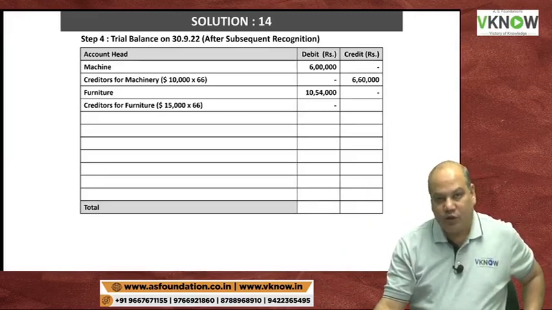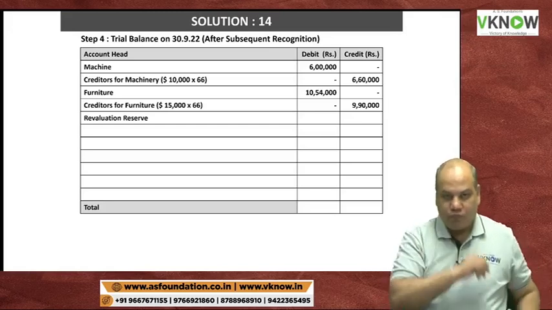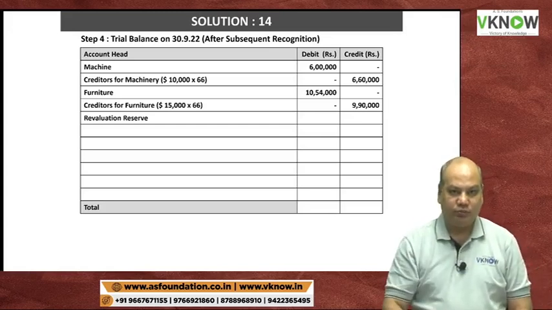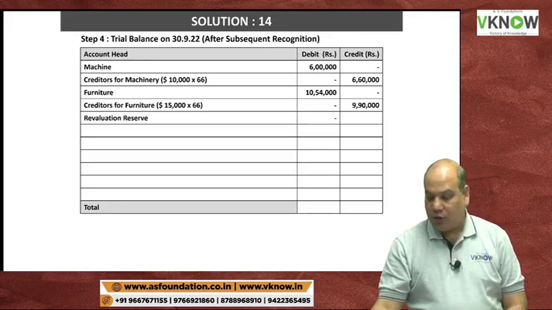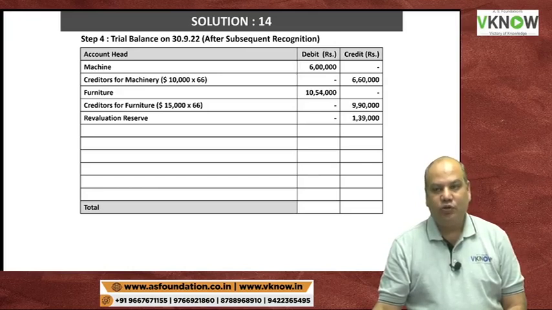Creditor for furniture is a monetary item. $15,000 into 66 is 9,90,000. Revaluation reserve is not a monetary item. It is not a liability. It is not an asset. It is neither a monetary item nor a non-monetary item. So reserves are not restated.